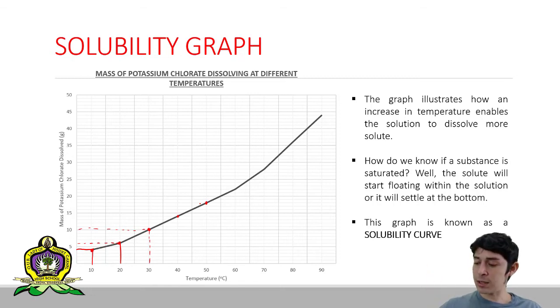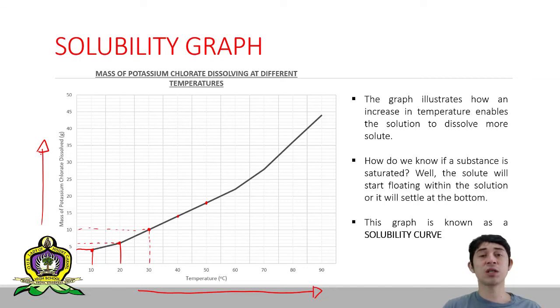And we noticed that as we increase in temperature, the solubility actually increases. So this is known as a positive relationship in a graph. And we are able to use this solubility graph for many, many things.